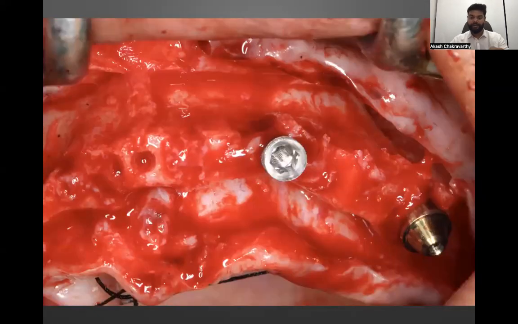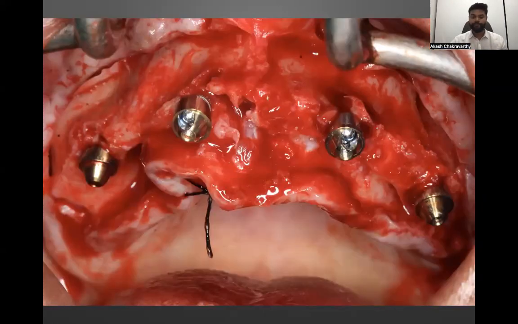Similarly, we had placed the multi-unit abutment also there, and this is the anterior implant being placed. And this is all the 4 implants placed in the upper jaw, and we have multi-unit abutments also placed.